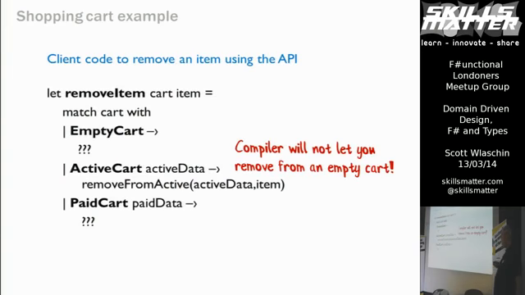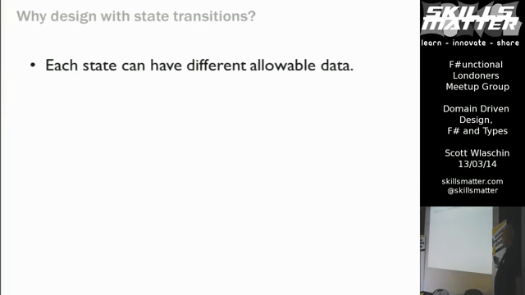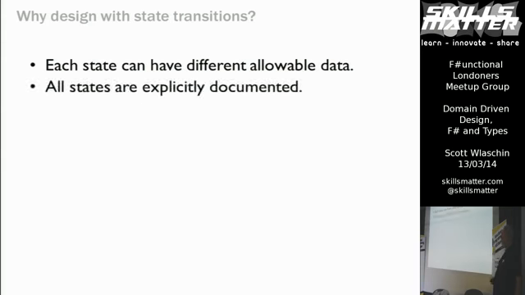So why design with state transitions? Because it's a good way of, each state can have different data, like we saw with the paid cart and the unpaid cart. All the states are explicitly documented. This is what I like most of all, I think, because when you're writing shopping cart stuff, you very rarely would you have an empty cart as a special type. I mean, the amount of times I've seen that in real life code is never, basically. But if you're doing it in a functional way, it's really obvious. It comes out naturally.